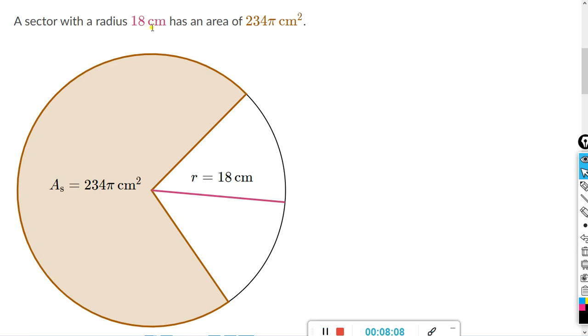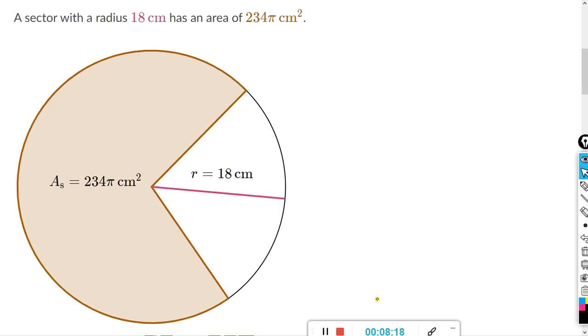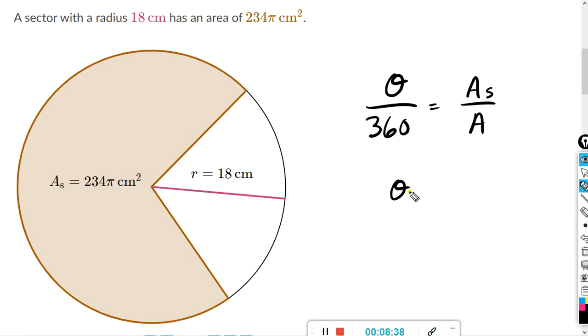Okay, a sector with a radius 18 has an area of 234 pi. What is the central angle in degrees? All right, so this time, when we set up our fraction, instead of 2 pi in the denominator, we're using 360 because we're working with degrees. So that's going to be the area of the sector over the total area. All right, the central angle is what we're looking for. It's divided by 360.